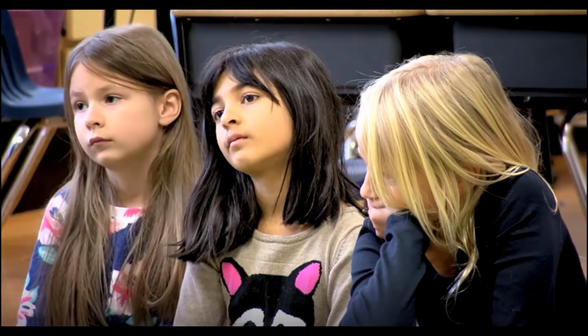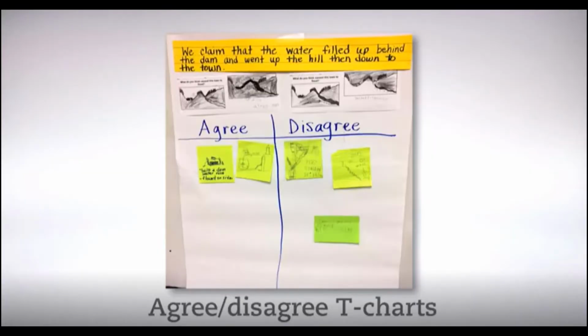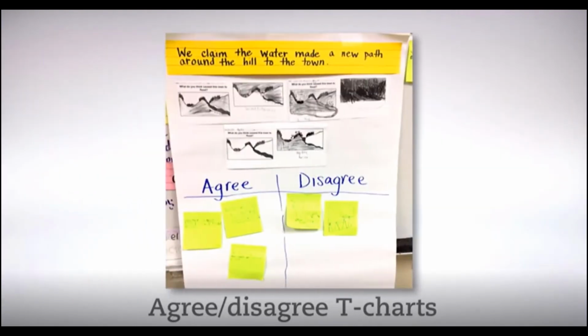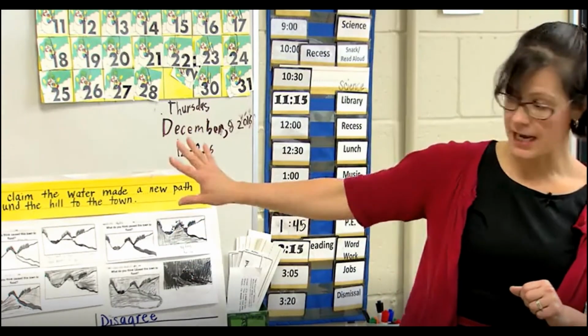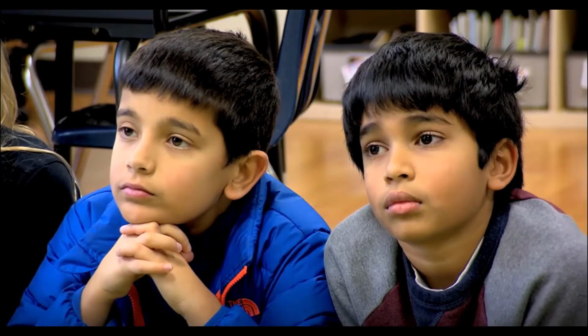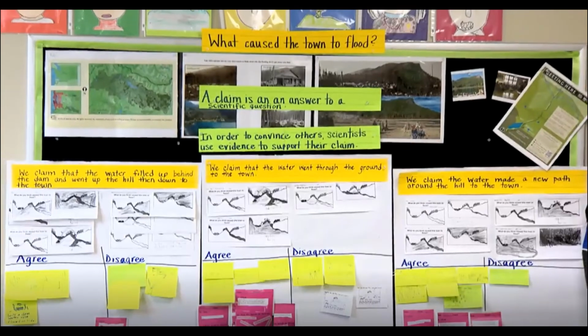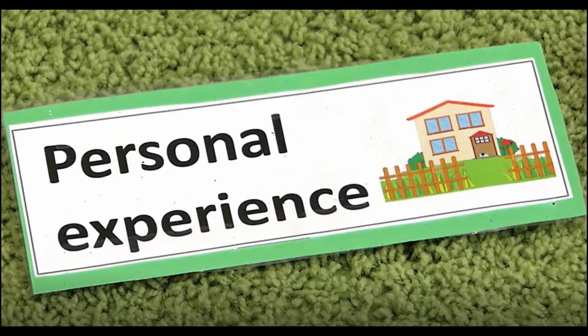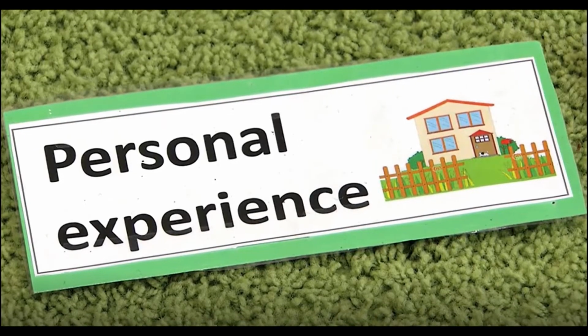And we came up with 3 ideas. We have 3 claims. One where it filled up behind, we have another one where the water went through the ground, and our third claim was that the water made a new path. And we've been using these to help us make some sense while we're collecting evidence on whether we agree or disagree with these ideas. At the beginning, we really focused on students using their own personal experience as a way to support or disprove the claims that were being created.